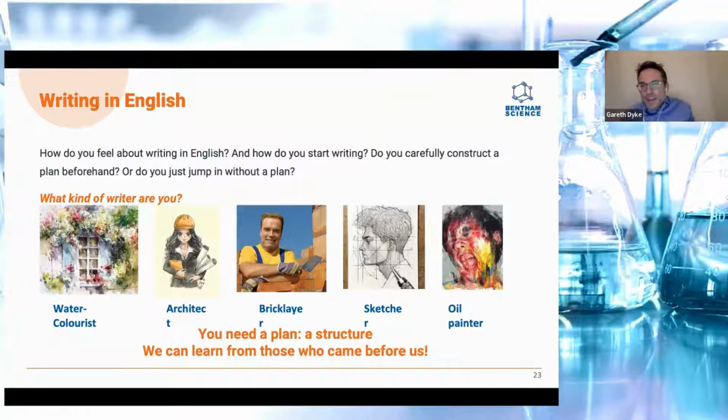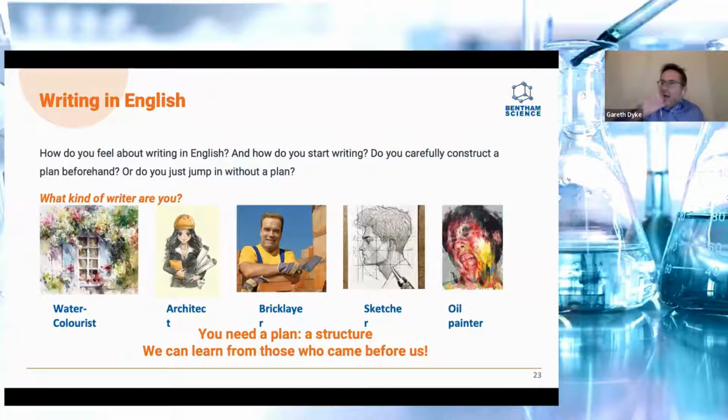But let's think, before we start talking about that, how do you feel about writing in English? How do you start? Do you carefully construct a plan beforehand, or do you just jump in without a plan? If English is not your native language, you need to be like Arnold, who also is not a native English speaker. He's an architect, a bricklayer.